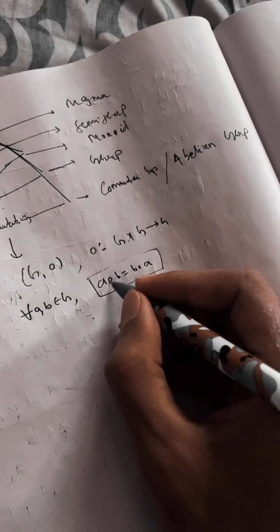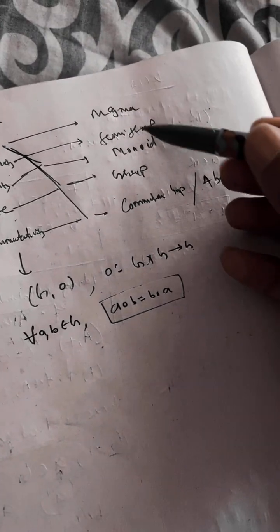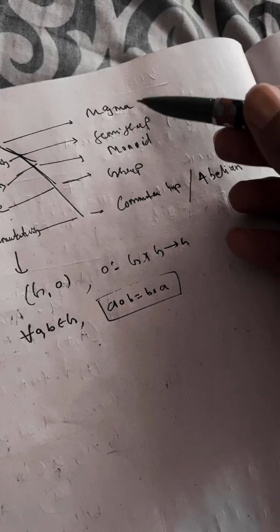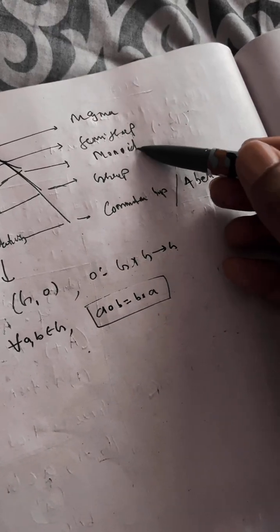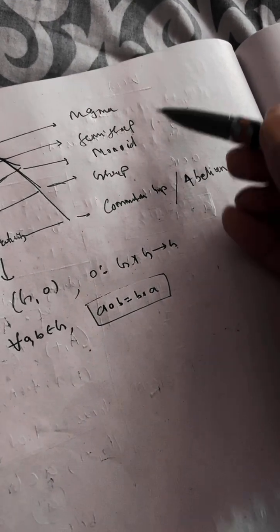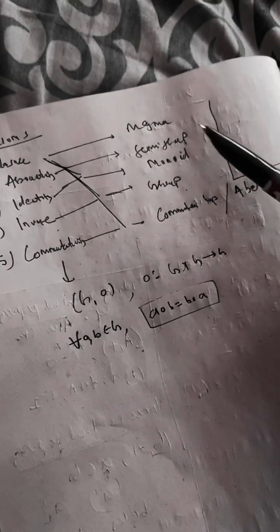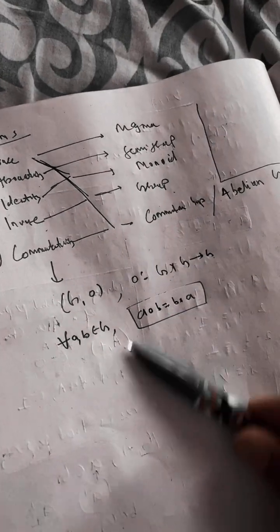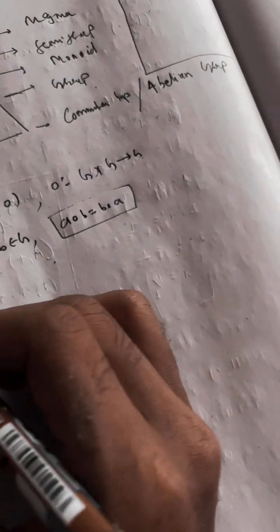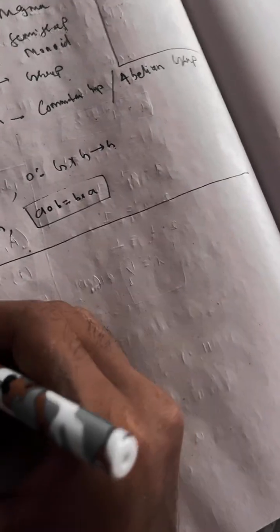If O is plus, then it means a plus b equal to b plus a. That is commutativity. So we have five different kinds of structure: magma, semi-group, monoid, group, and Abelian group. Five different algebraic structures we saw based on what properties they satisfy. So these are the examples of algebraic structure. Okay. A theorem, not a theorem, but an observation.